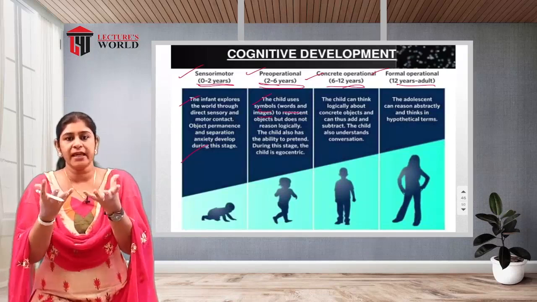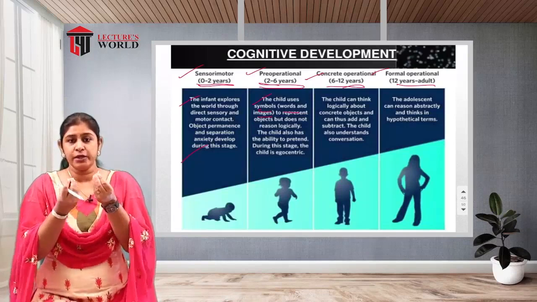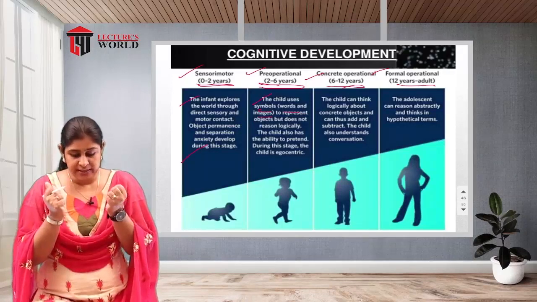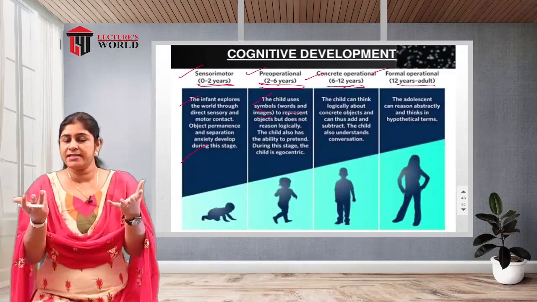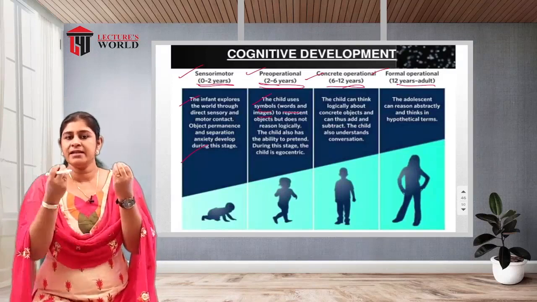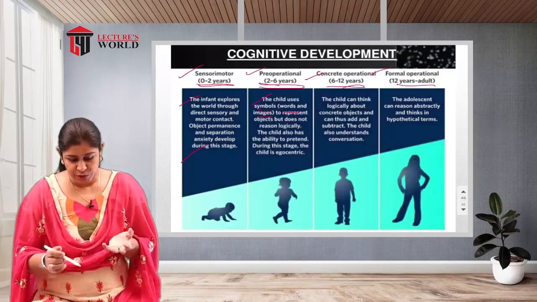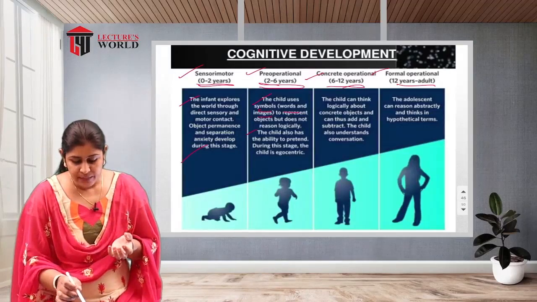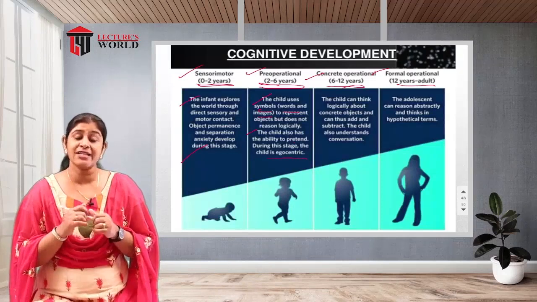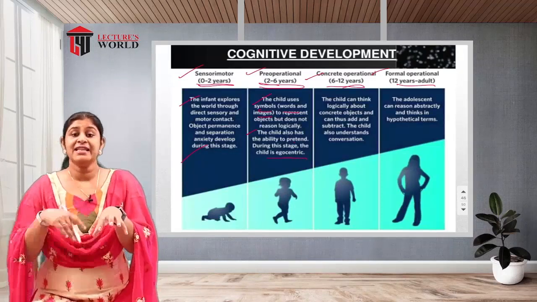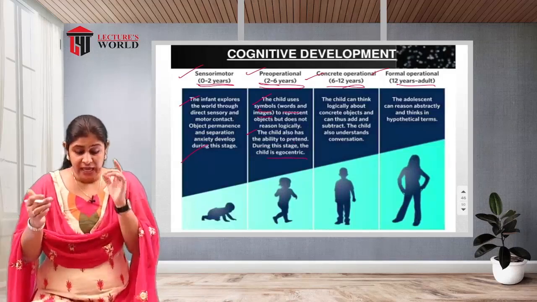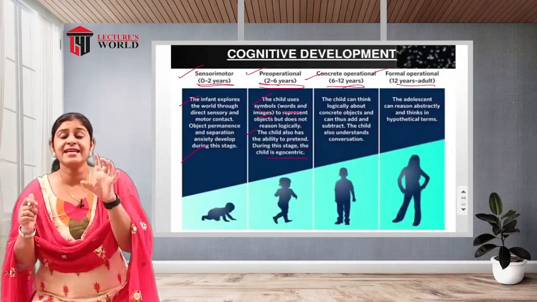They started talking, they started using words, and they describe certain images, but they are not reasoning logically because they are a child. Their mind is still developing. The child also has the ability to pretend. During this stage, the child is egocentric, and they start mimicking. They start pretending, and at this stage also, the child is egocentric.